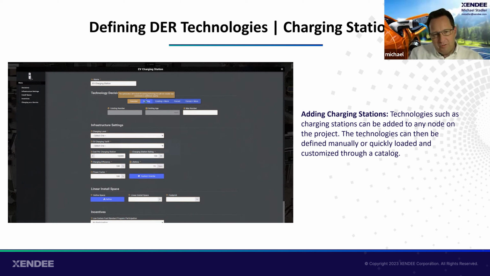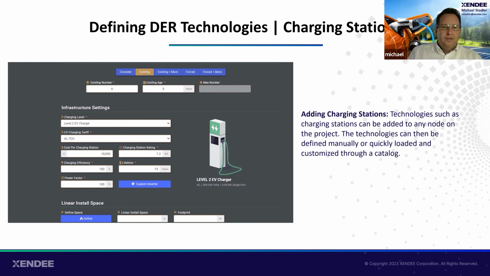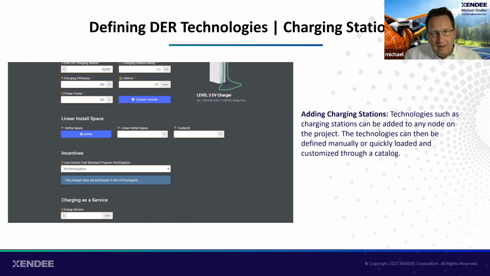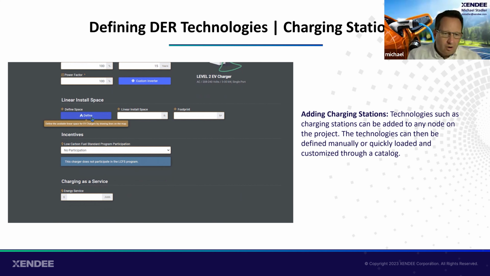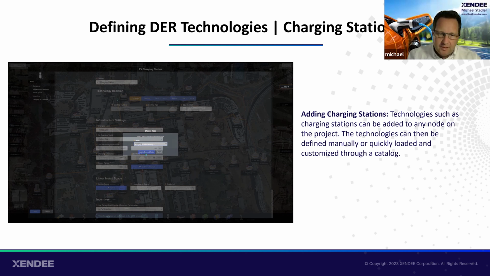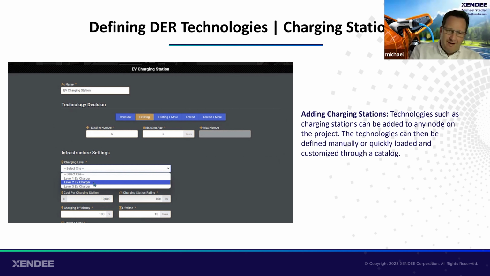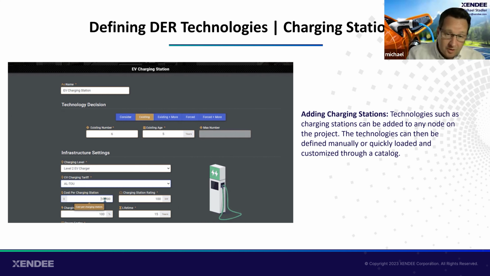So the next step is really to identify the technologies that we're interested in. And the first, of course, is to define our charging infrastructure. So Xendee has different ways of doing this. The simplest way is that you can force, like you see on the screen now, that we already have existing numbers, or we force certain numbers of chargers in the system.